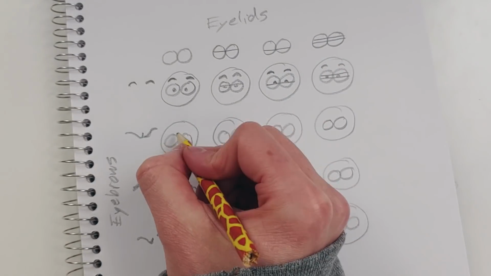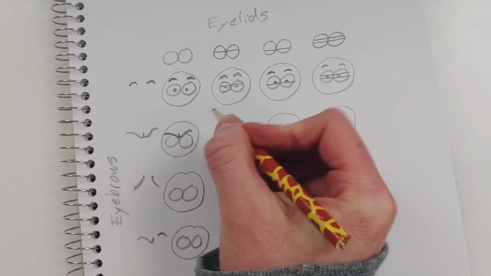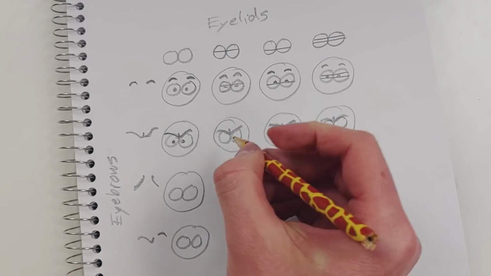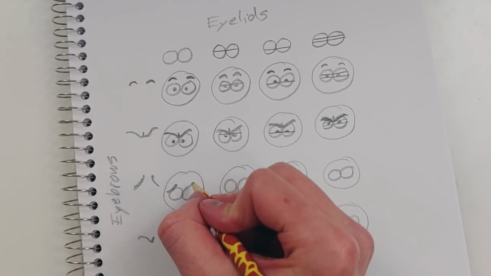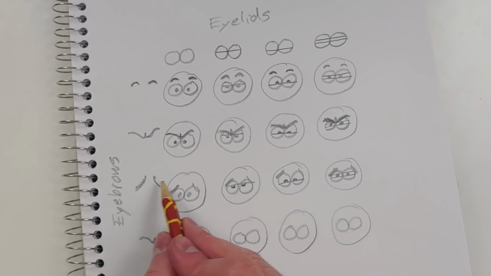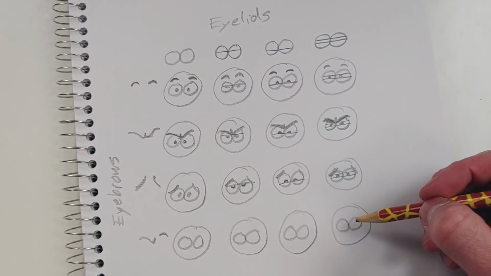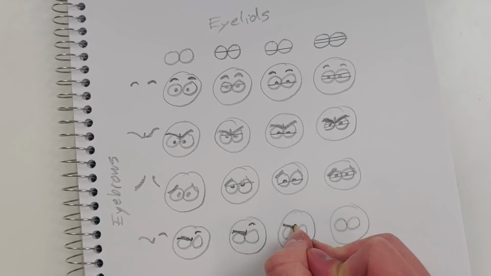Now this one, the eyebrows are gonna go like this the whole time. The only thing that we're gonna change is the eyelids. Next we're gonna do these eyebrows. So we got these eyebrows going all the way across, and then these eyelids going all the way down for each one of those. Next one, gonna be mad on the left, going up on the right.